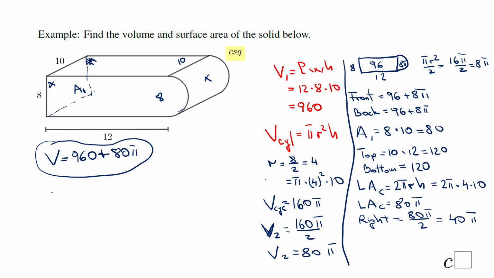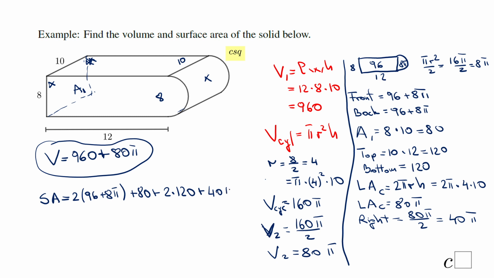So now we can go and find the surface area. Okay, what will be that? Front and back. So 2 times this expression, 96 plus 8 pi. Then I said A1, the left side, 80. I said then top and bottom, which are both 12 times 12. And then we have that half of the lateral area of the cylinder, which is 40 pi.